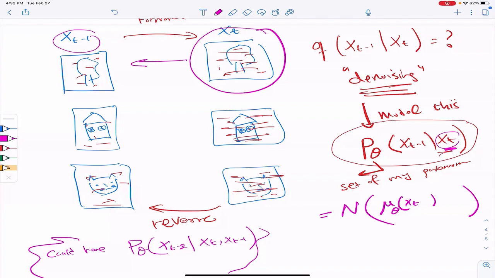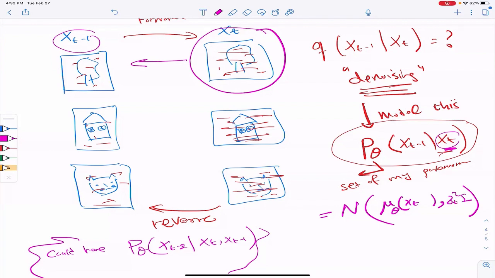Kind of reminds you of VAE, right? Because in VAE, we had this Z and we generated a sample and then we added a little bit of a Gaussian. Here it's the same thing. You take xt, you denoise it, and you add a tiny bit of Gaussian noise, which is equivalent to saying that my mean is a function of xt and I add a tiny bit of noise to it.